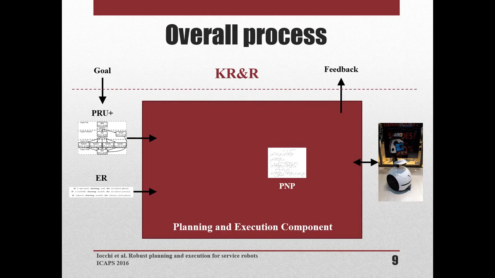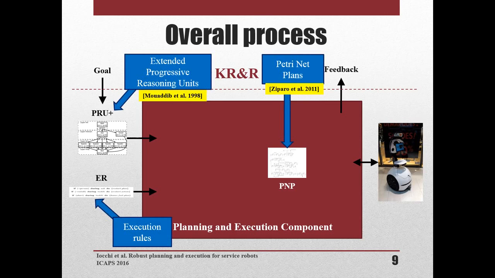So our system has an input, a specification of the planning domain, or the domain that you want to run on the robot. And this is also integrated with another level of knowledge representation and reasoning. And it creates a representation of the plan using Petri-net plans, which is a very rich formalism for representing execution plans. And then this plan is executed on the robot. So here, these three components have been extended from previous work. PNP was already used as an execution mechanism. And these execution rules are declarative rules that are used at execution time.